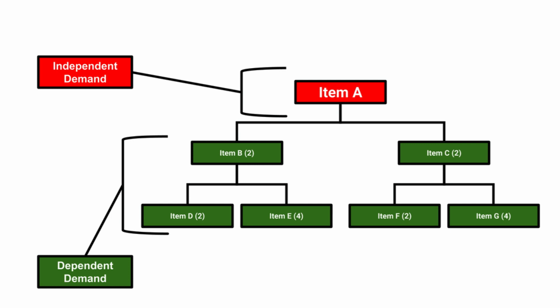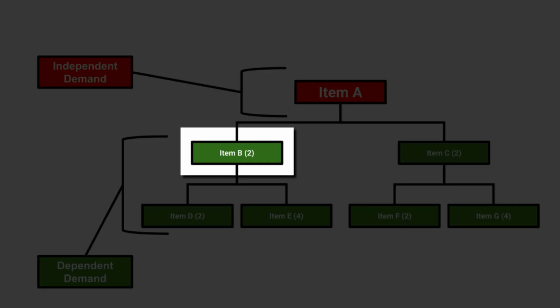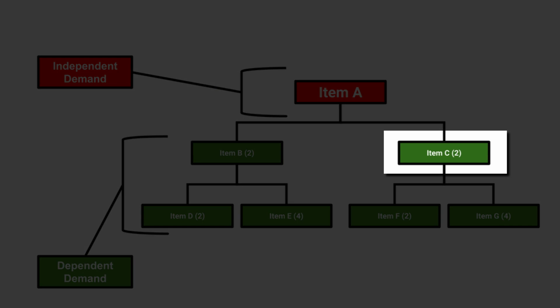This item, A, is an independent demand item. This is what the customer orders. In other words, it is the end item. But to make item A, we need 2 of item B and 2 of item C.